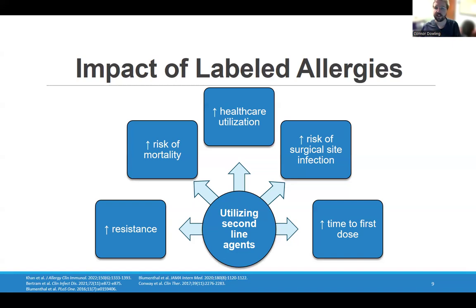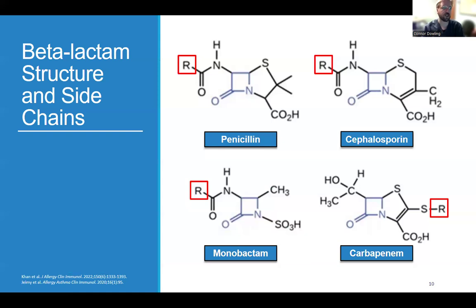So while we might think that some of these labeled allergies are innocuous, there are some consequences that we really need to consider when we're reviewing our patient chart and considering how their allergy might come into play when we select our antimicrobial therapy, specifically for beta-lactams. And really, when it comes to how we differentiate our allergies between different beta-lactam classes, so beyond just the penicillins, we can look at the structure of a beta-lactam and their side chains.